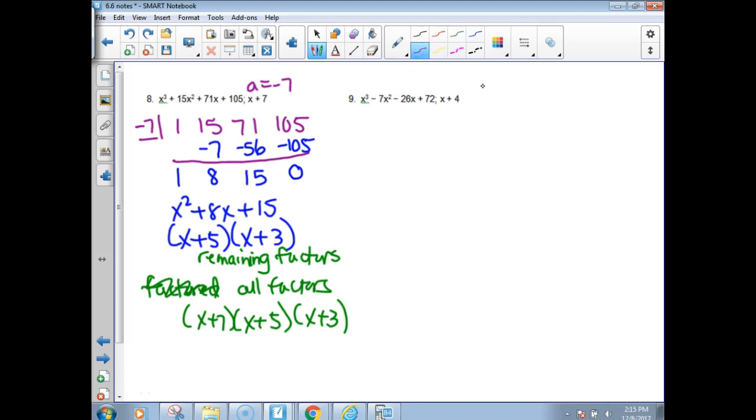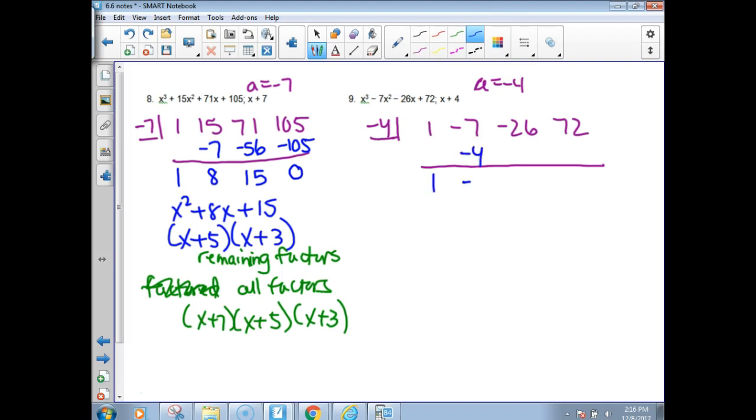All right, next we're going to do our A value would be -4. We got leading coefficients of 1, -7, -26, and 72 is the constant. To bring down the 1, we get -4. -7 plus -4 is -11. -4 times -11 is +44. Add vertically, and we get 18. And -4 times 18 is -72.